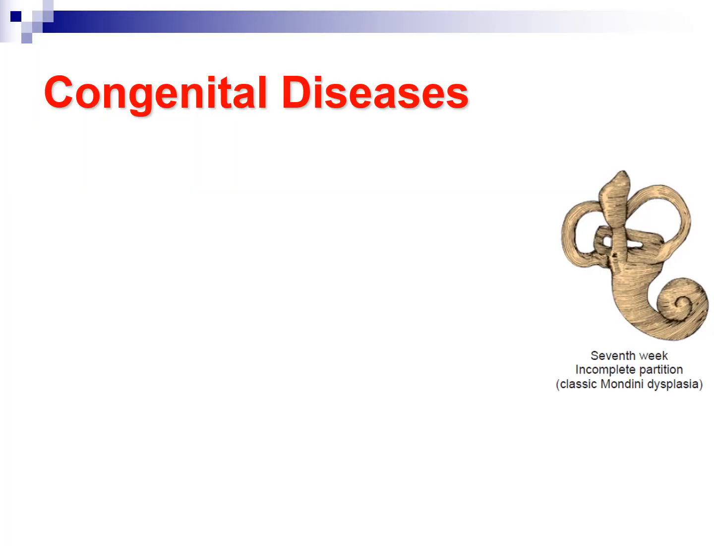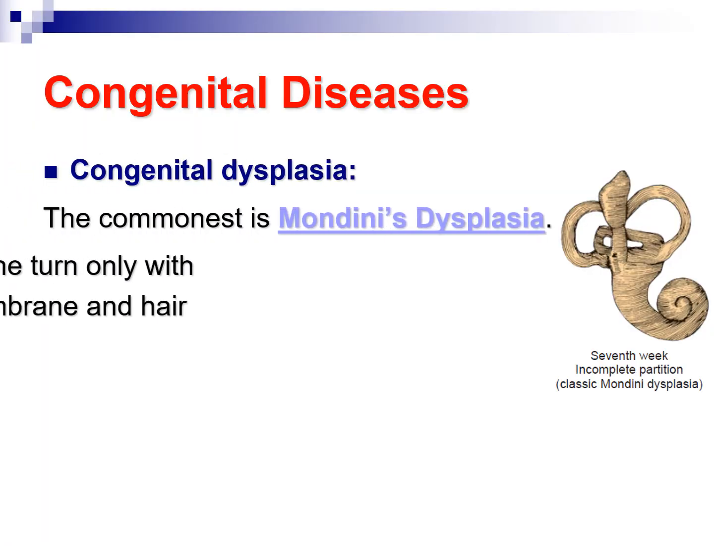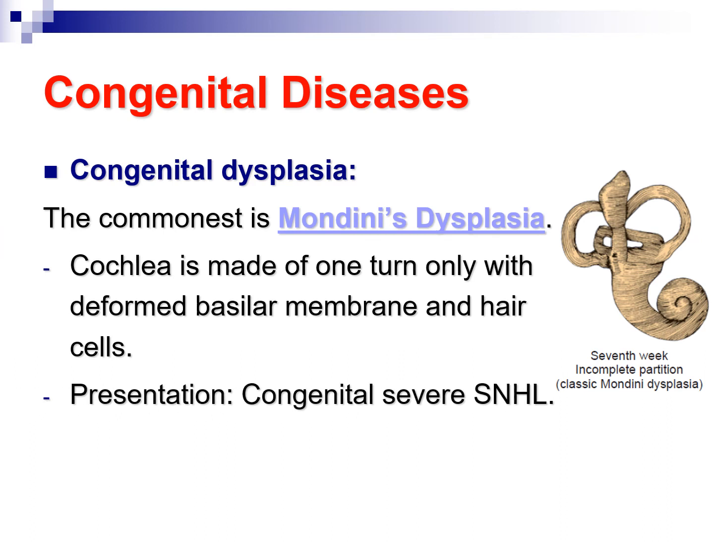Then the diseases of the inner ear. The commonest one is congenital dysplasia, which is called the Mondini dysplasia. Mondini dysplasia is a single turn inside the cochlea, and it is the commonest congenital anomaly in the inner ear. In Mondini's dysplasia, we normally prefer to do cochlear implant nowadays. In old days, we used to give them hearing aids.